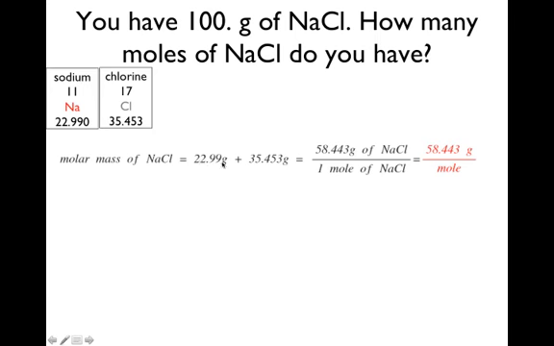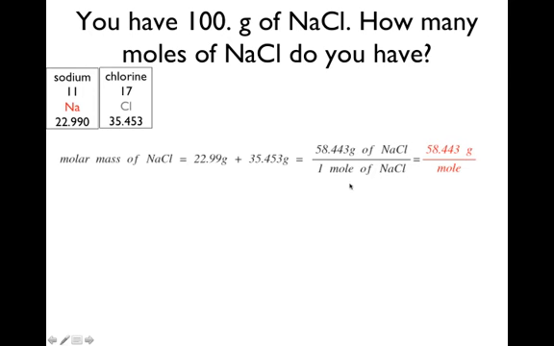So 22.99 grams plus 35.453 grams is about 58.44 grams of table salt for every 1 mole of table salt. Now, the way that more experienced chemists will write it, even for new chemistry students, is they'll write it this way. And this, again, can be a little bit confusing, to say the molar mass of table salt is 58.443 grams per mole. If it helps you to think about it in the more expanded way, we'll do it that way for now.